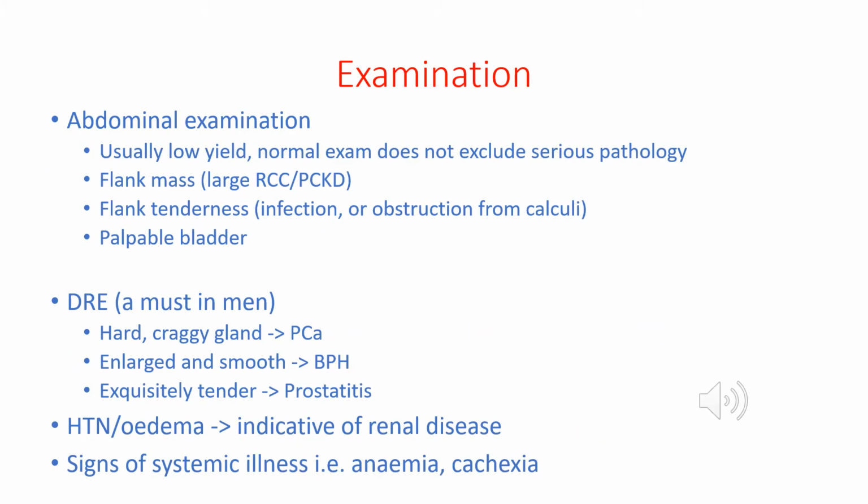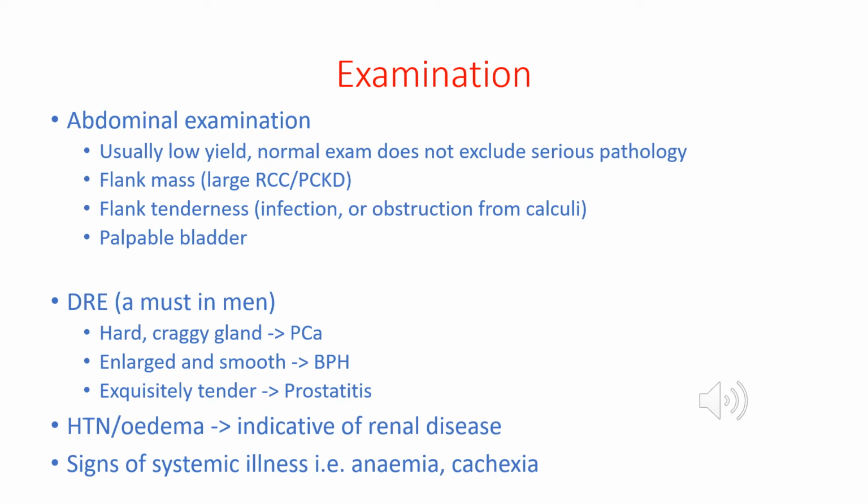A thorough examination is an important part of your workup for hematuria. The abdominal examination is actually low yield, although it sounds quite blasphemous to say that. The reason for this is because a normal exam doesn't exclude any serious pathology. What you may find is a flank mass, which you can see in a large renal cancer or polycystic kidney disease. Flank tenderness can clue you into infection or obstruction, and you may see a palpable bladder if it's enlarged.